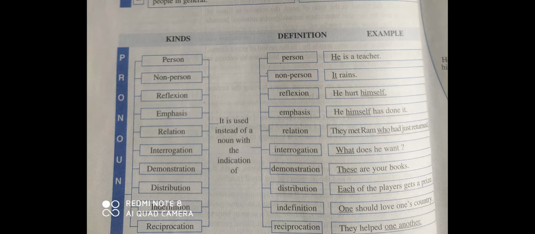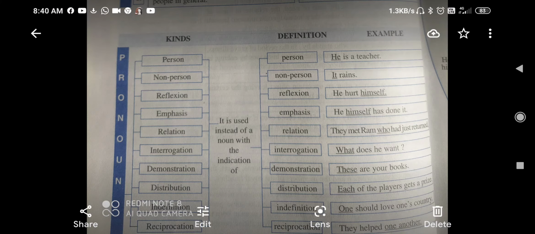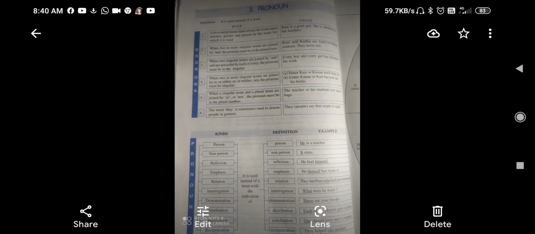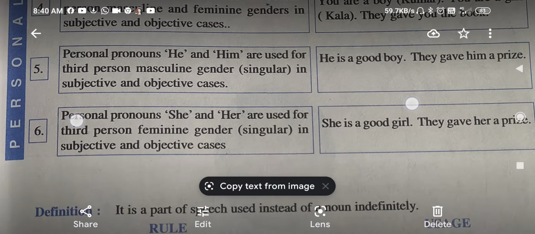In the same way, indefinite shows the indefinition, one should, upon oneself. Reciprocal shows the reciprocal. For example, they help one another, that is, he helps him and another helps him. I already told you that it is a two-way process. We have already discussed them in the case of types.